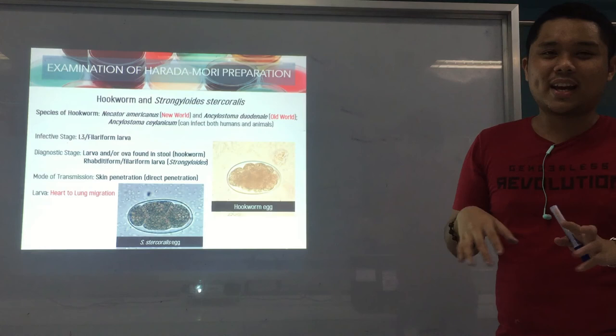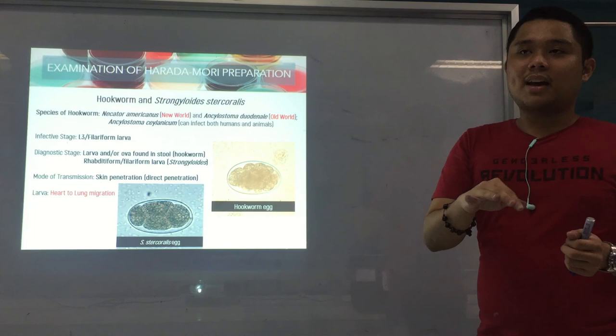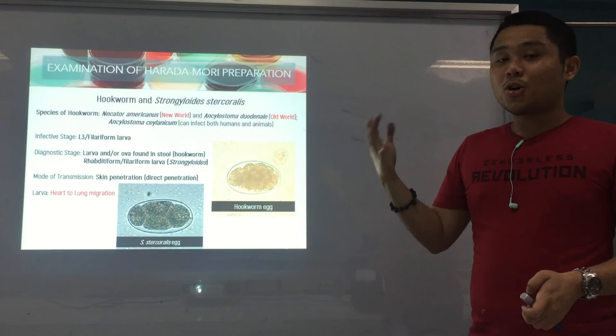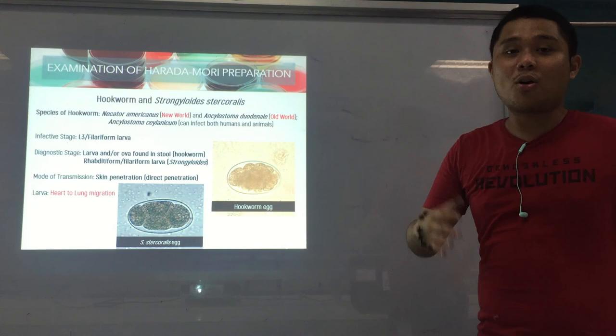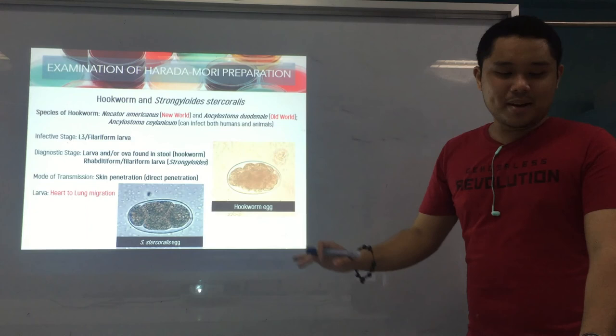I hope that makes sense. So just to clarify why it's new world and old world. In the new world, basically the Americas, if I'm not mistaken, the predominant species there is Necator americanus. And for Ancylostoma duodenale, in Europe and so on, the predominant species is Ancylostoma duodenale. That's why it's called old world and new world. I hope that makes sense. Okay, so that's just a basic review of your hookworm and strongyloides.